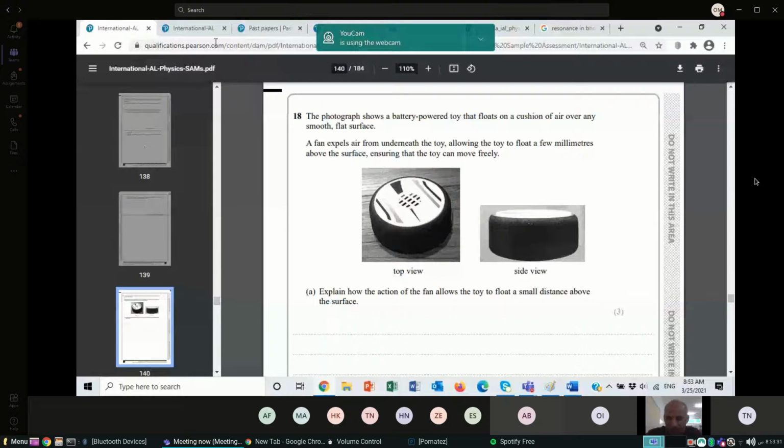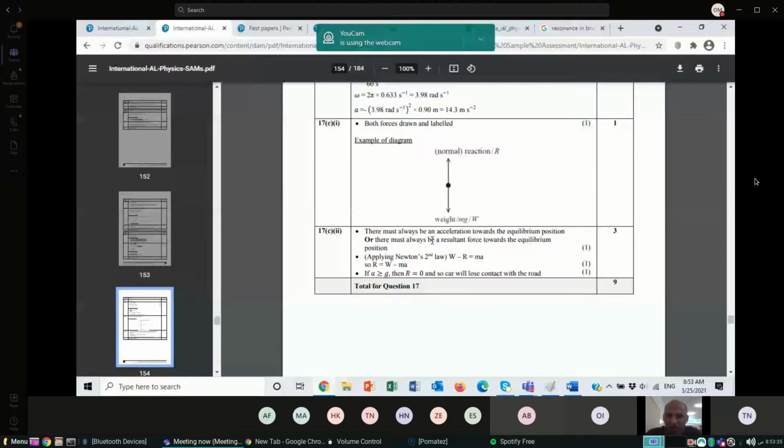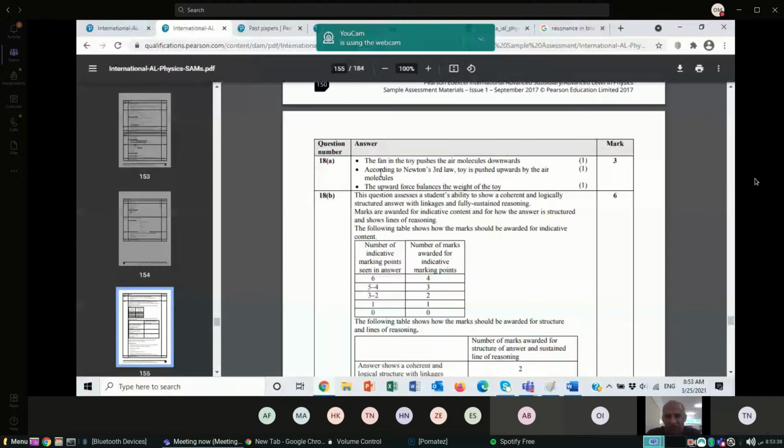So the fan in the toy pushes the air molecules downwards. So you see, just like a rocket. The fan in the toy pushes the air molecules downward. So the toy pushes the air downwards. Okay, fine. And see, this balances the weight of the toy. This is the resultant force, and we forgot to say that it balances the weight of the toy. So it is balancing the weight of the toy. That's why it floats.